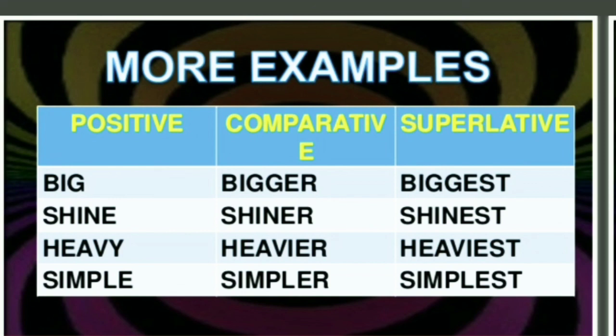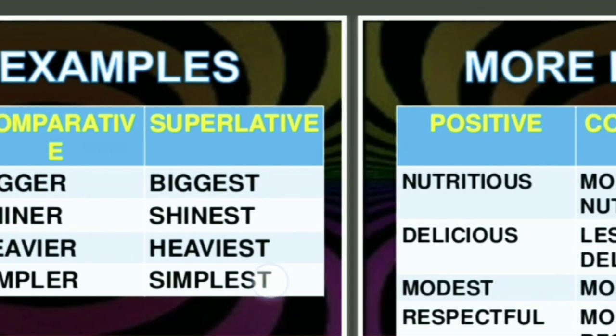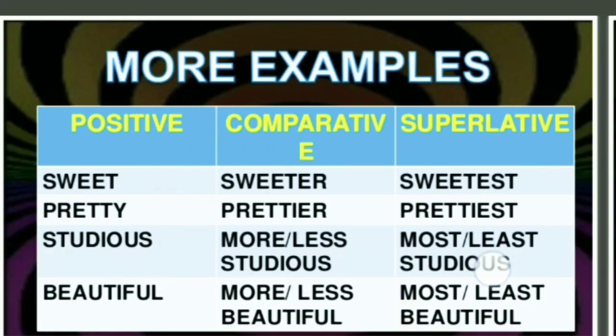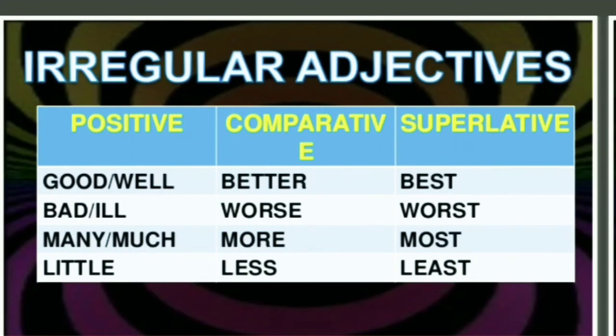Now what are irregular adjectives? Like good, better, best. These three words are irregular. It means that they are not related to each other. Like we see long, longer, longest, the root word long is there in the comparative degree and the superlative degree. But here it's not like that. All three degrees have a different word. So bad, worse, worst; many or much, more, most; little, less, least.